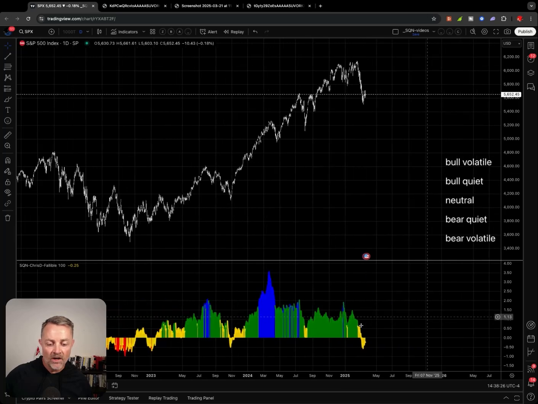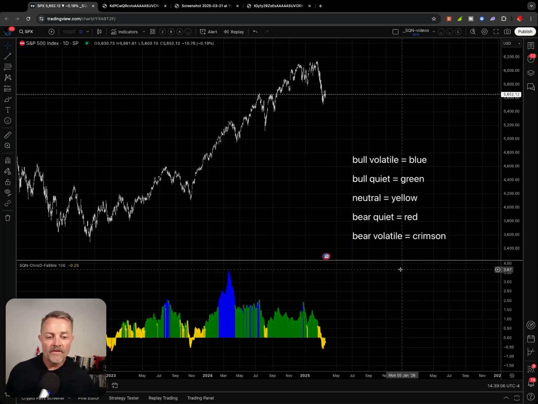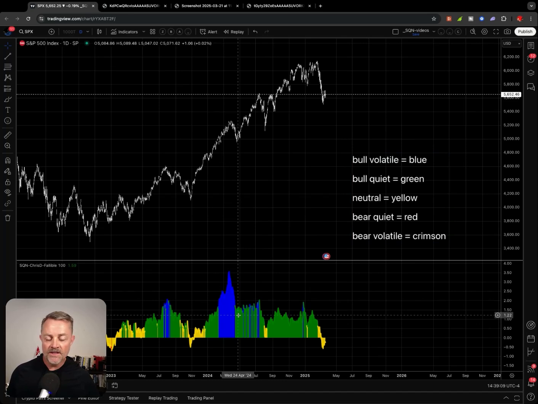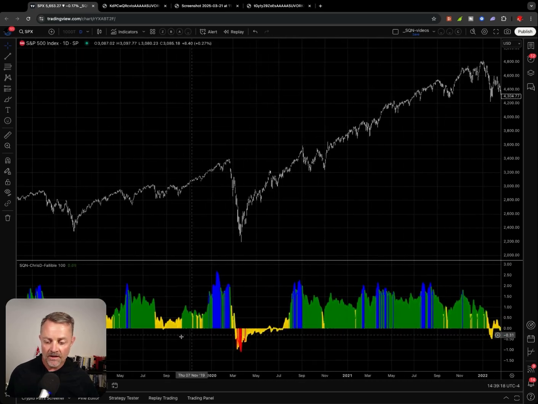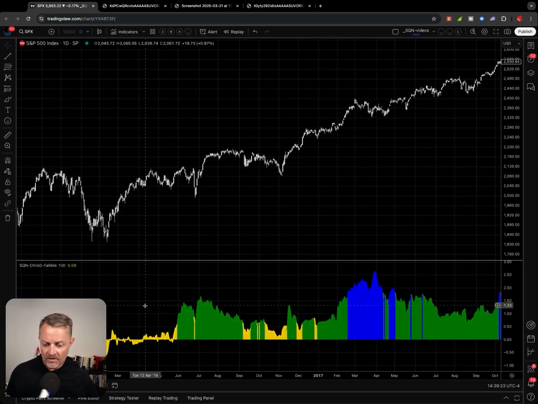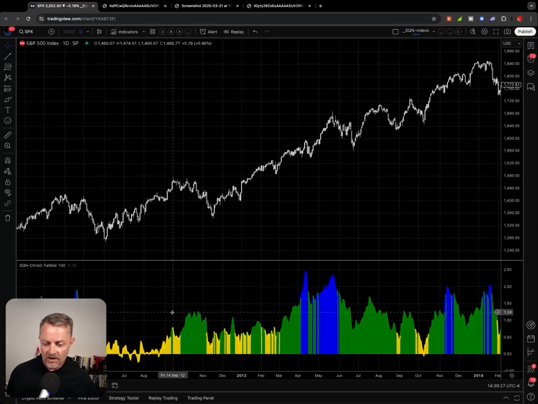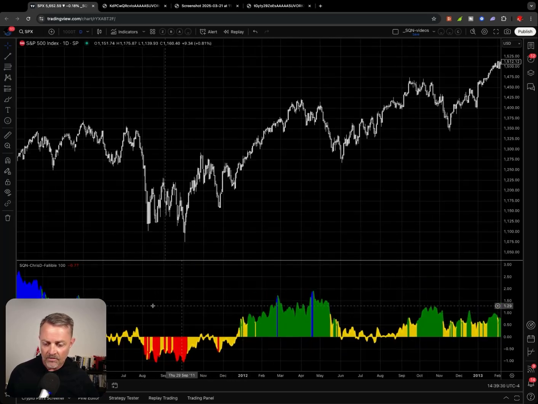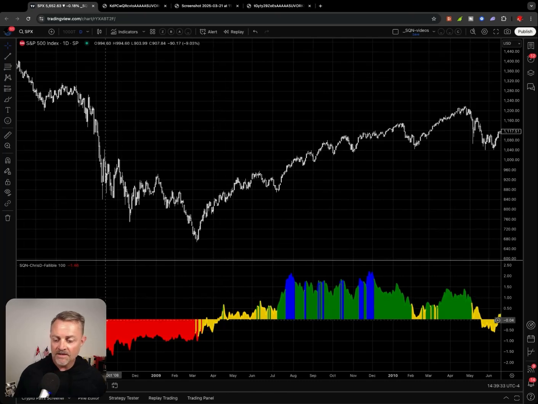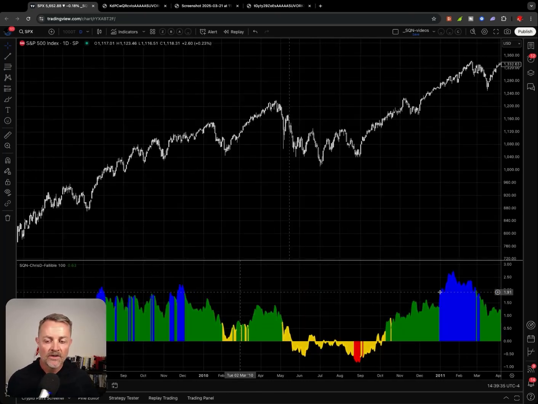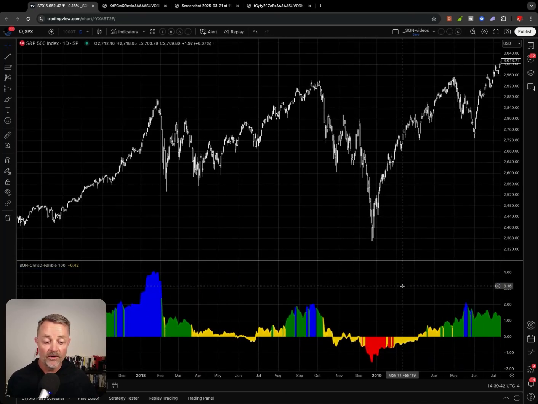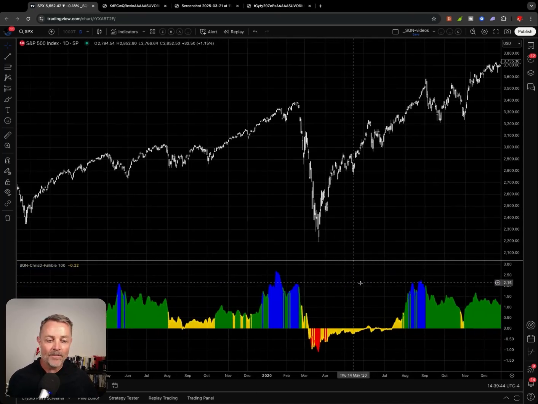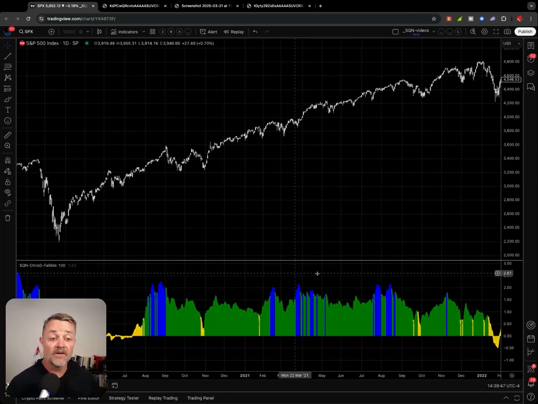Each one of these colors represents a different market regime. We've got bull volatile, which is the blue. The green is bull quiet. The yellow is the neutral. We've got red in here, which is bear quiet. And then we have the crimson, which you don't get to see very often. Bear volatile, the absolute craziest of them all. I think you have to go back to 2008 for the last time we had one of those. So they're extremely rare. When they do fire off, it's super important to know, because it represents a very significant market bottom.